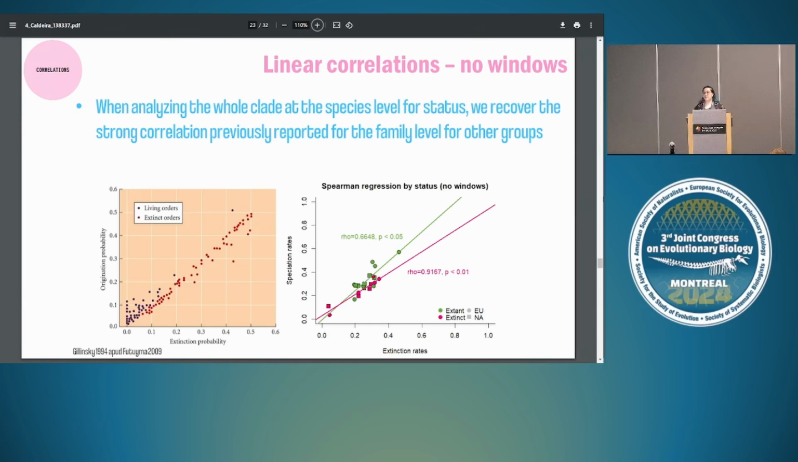We recovered that correlation that Gilinski saw. So apparently, for our data as well, the speciation and extinction rates are more correlated for extinct lineages, but the extant lineages also present the same pattern. What I'm showing here is that, like I said, the correlation is stronger for extinct lineages, and Gilinski's and my result being similar means that the specific level I'm working on is recovering the same pattern as well. It doesn't appear to be that much further.